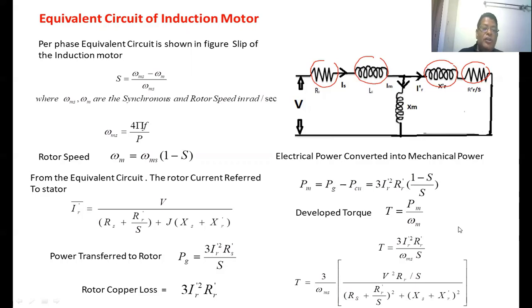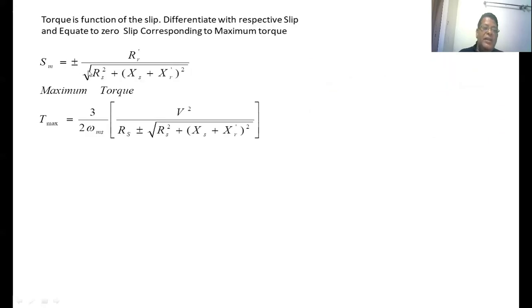The slip corresponding to the maximum torque, which we have taken as Sm, equals plus or minus Rr' divided by the square root of Rs squared plus (Xs plus Xr') whole squared. This is the slip corresponding to the maximum torque.